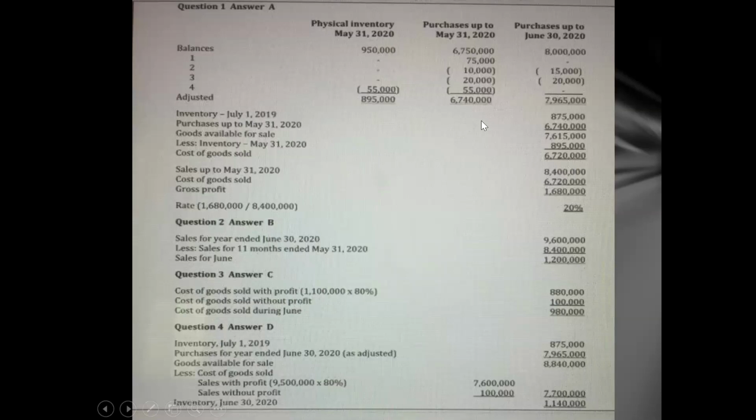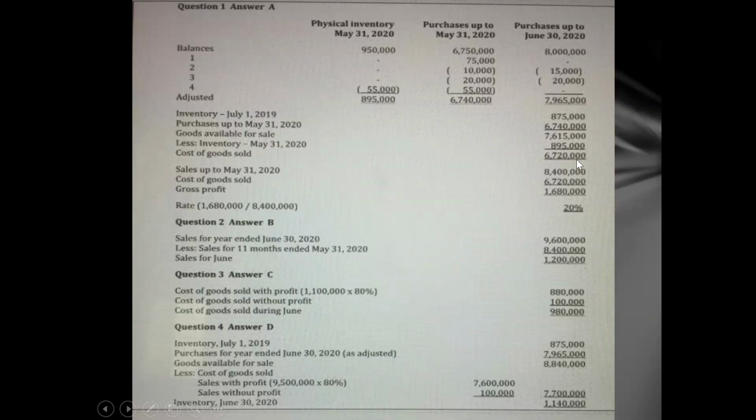So for gross profit, 11 months only. We'll begin with the beginning inventory. That's 875. This is given by the problem. Purchases up to May as adjusted here, so we have 6,740. So that makes your GAS. Beginning plus your purchases, that makes your GAS. Less your ending as adjusted here. This is the ending as of May.